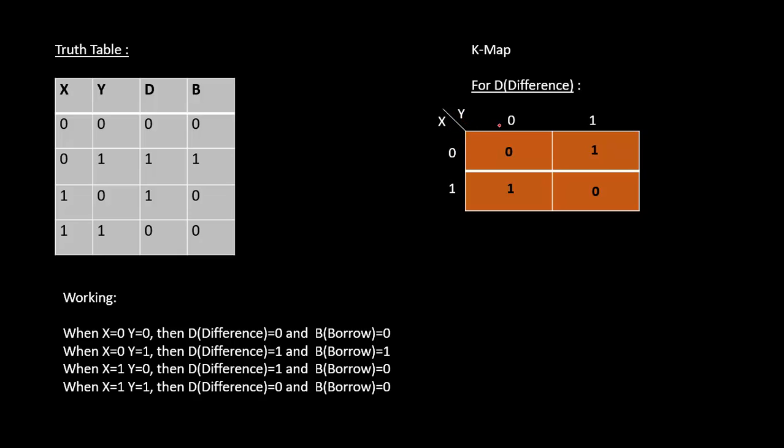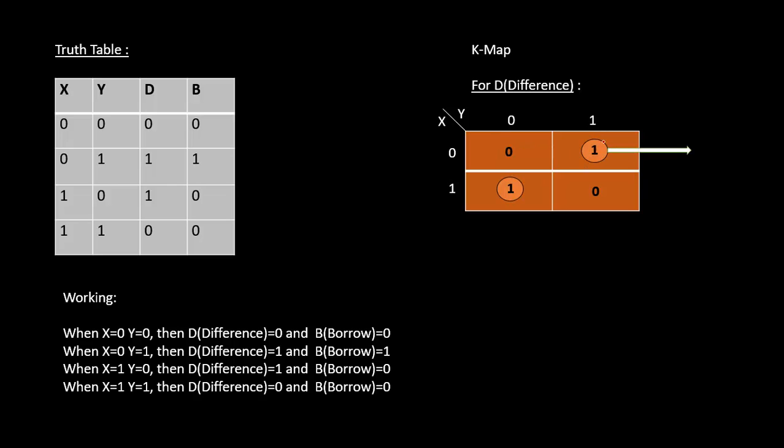For input 0 0, D is 0, and for input 0 1, D is 1. For input 1 0, D is 1. So this is your X is 1, Y is 0. So D is 1 here. And for last input combination 1 1, X is 1, Y is 1 and D is 0. So you can see that you cannot form a quad or a pair here. So you will have to group them as single.